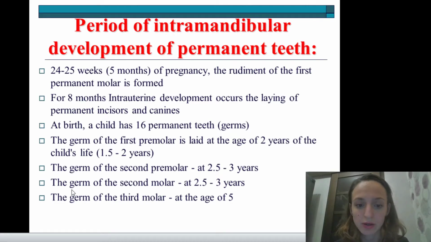At 8 months of intrauterine development, the laying of permanent incisors and permanent canines occurs. At birth, the child has 16 permanent teeth germs. The germ of the first premolar is laid from 1.5 years to 2 years of the child's life. The germ of the second premolar is laid at 2.5 to 3 years, and the same for the second molar. The germ of the third molar is laid at the age of 5 years.